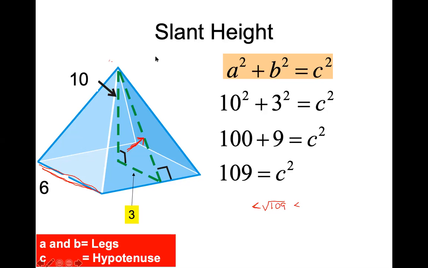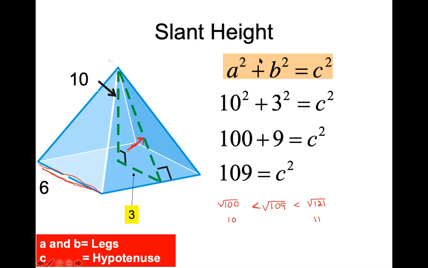So 100 is slightly smaller, so the square root of 100 would be slightly smaller than the square root of 109. And the square root of 121 would be slightly bigger. Now, this is what every single person in the class did. Where the mistakes came was the next step. Well, the square root of 100 is 10. The square root of 121 is 11. So we know it's somewhere between 10 and 11.